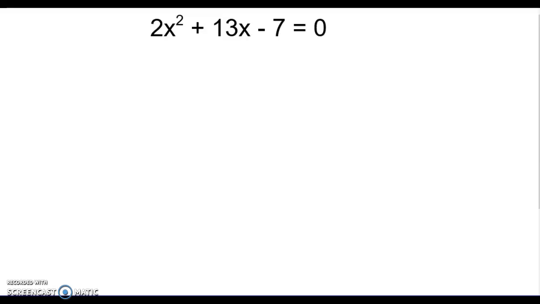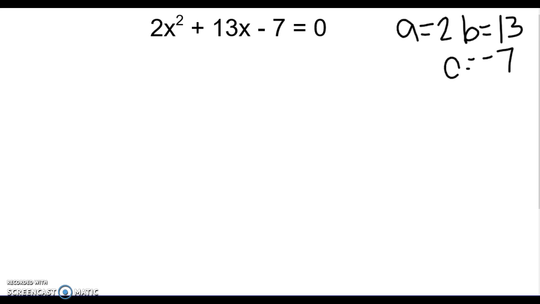Hey everybody, so my plan here is to solve quadratic equations by factoring. Now if you look, the very front number is not 1, so that makes it a little bit more difficult. So I'm just going to think through my a equals 2, b equals 13, and c equals -7. Now that's helpful if I'm going to use the quadratic formula, and if I can't factor this, then I'll go there.